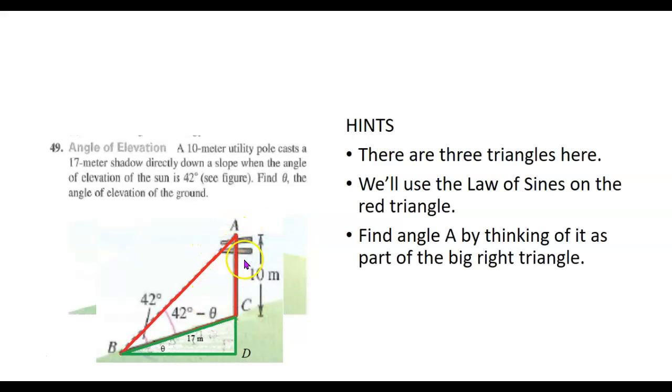Next hint, one of the angles that we will use is angle A. It's one of the angles of the red triangle, but it's also one of the angles of the big right triangle ABD. We know that that's a right triangle, and we know that one of the angles of that triangle is 42 degrees. That's what this angle over here is. So from that, we can work out what angle A has to be. That's my last hint. That, together with the law of sines, should pretty much give it away.